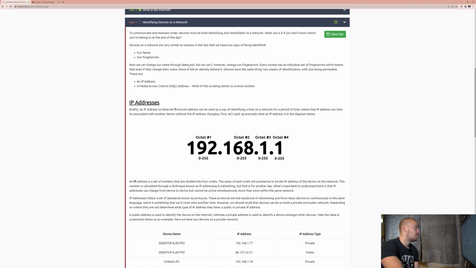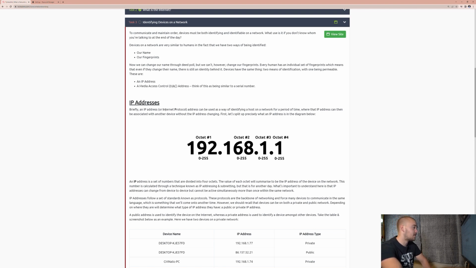Now we can change our name through deed poll, but we cannot change our fingerprints. Every human has an individual set of fingerprints, which means that even if they change their name, there's still an identity behind it. Devices have the same thing: two means of identification, with one being permanent. These are an IP address and a MAC address. Think of this as being similar to a serial number.